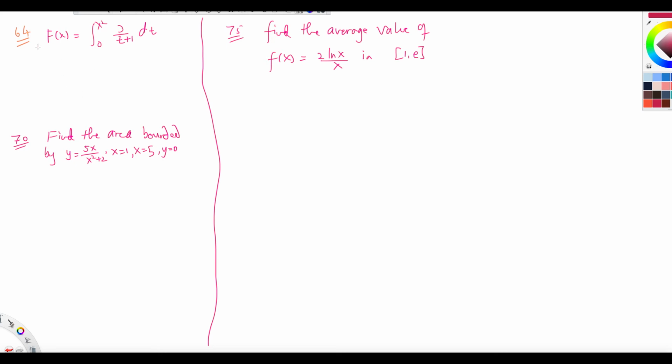Okay, so let us do question number 64. Here you need to find f prime of x. We need to find the derivative of uppercase F of x, right? So how do I do that?